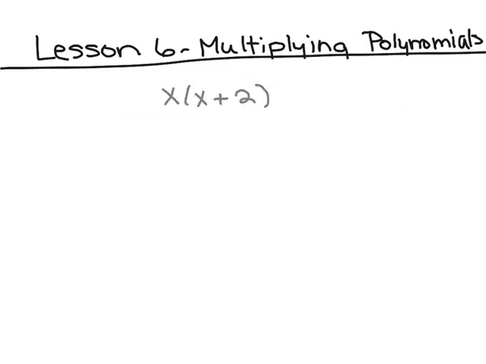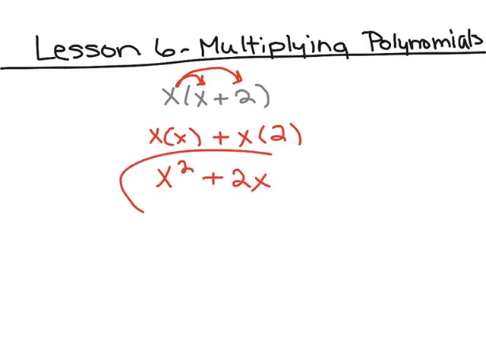And our last one, we have x times x plus 2. So all we have to do is multiply this x into the brackets. So we have x times x plus x times 2. So we have x squared plus 2x. And that is our final expansion of the polynomial.